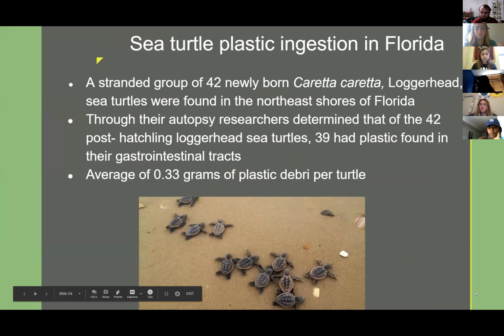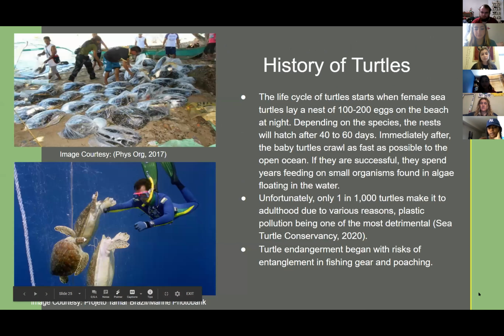So in this slide, I also talked about the importance of sea turtles in Florida. I talk about a study that was performed on the northeast shores of Florida, where they found 42 newly born loggerhead sea turtles that had just hatched, and out of the 42, 39 had found plastic inside their systems. Next slide.